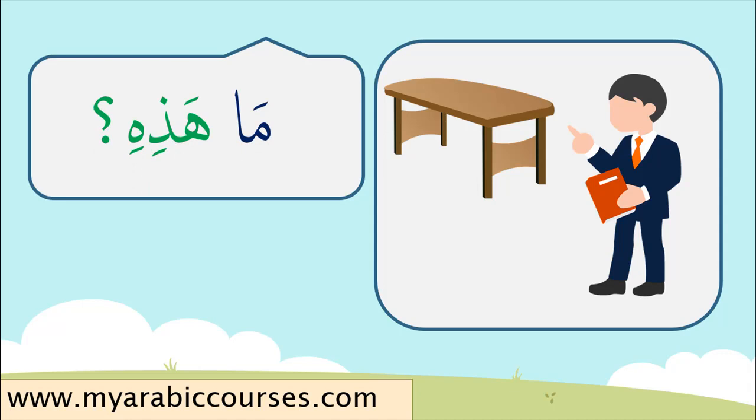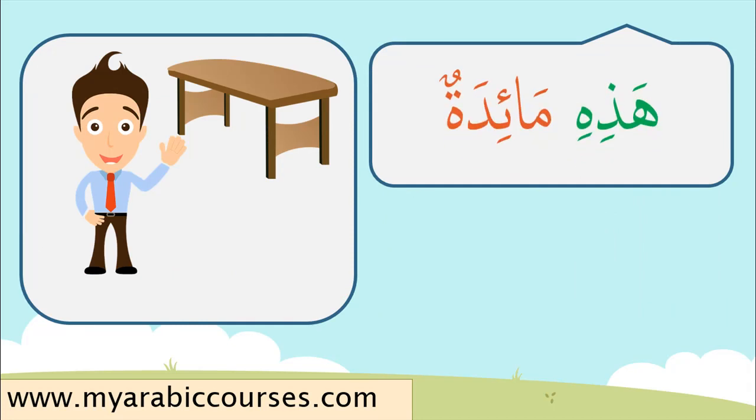ما هذه؟ What is this? هذه مائدة. This is a dining table. هذه means this. هذا also means this. هذه is used for feminine nouns. These are nouns that end with a closed ta. So I say هذه مائدة. This is a table, because مائدة is a feminine noun and ends with a closed ta.